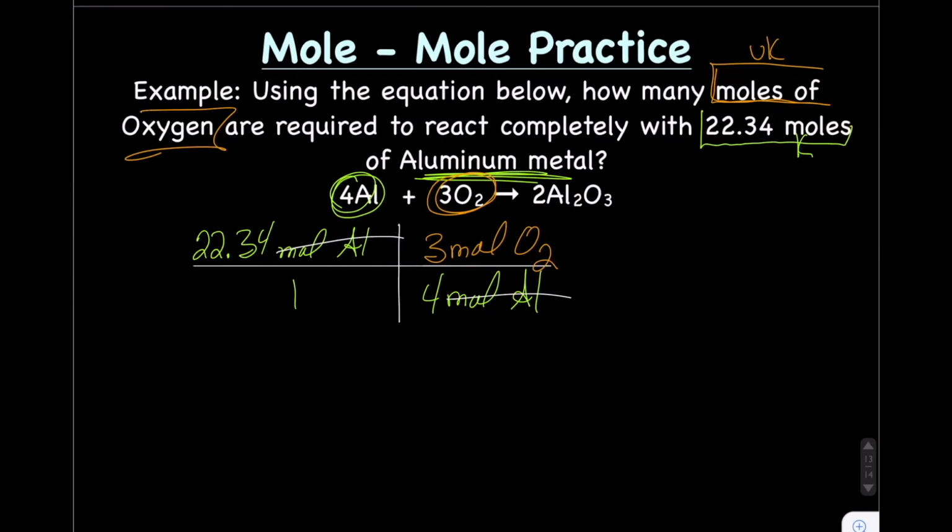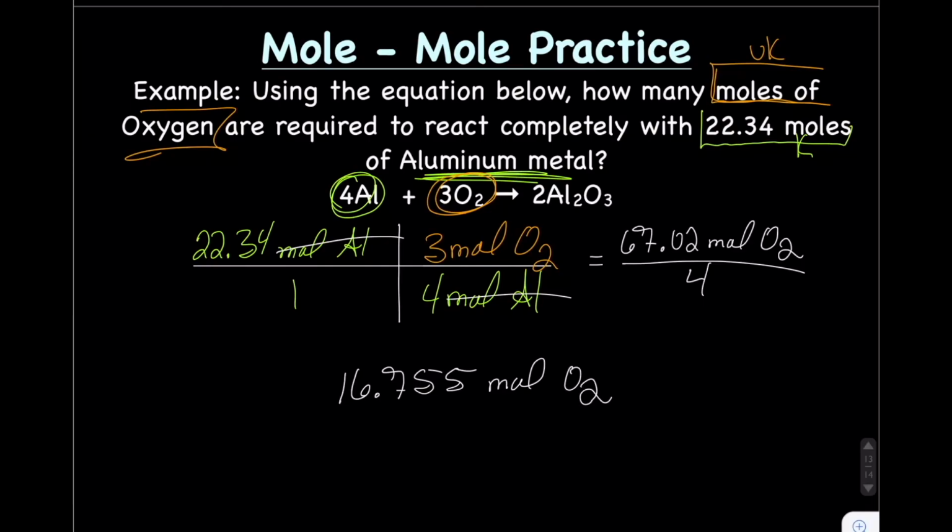So now we need to multiply across the top. And if I did this right, I came up with 67.02 mole O2 at the top. And multiplying across the bottom, I ended up with 4. And then I'm going to divide those two, giving me 16.755 mole O2.